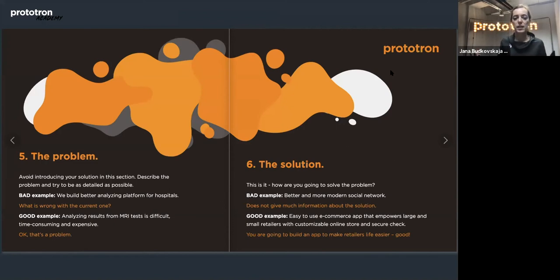So for example, if the solution is described as a better and more modern social network, it doesn't tell me anything absolutely. But for example, one app for e-commerce: the easy to use e-commerce app that empowers large and small retailers with customizable online stores and secure checkout. You read the sentence, and if the sentence is built correctly, then you can understand that you are making this app, and it will be easy to use, and the retailers can customize the online store. Easy. So this will be very understandable.